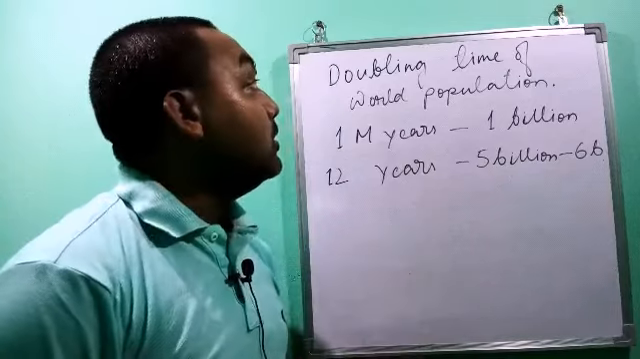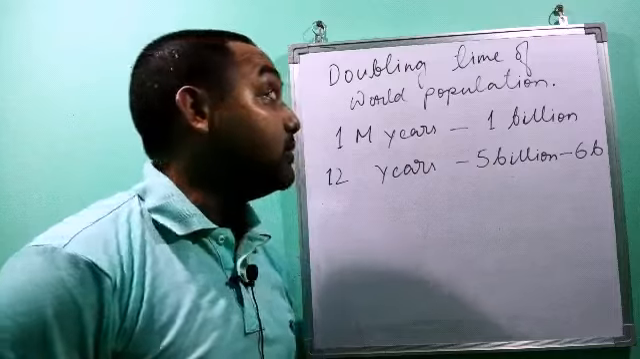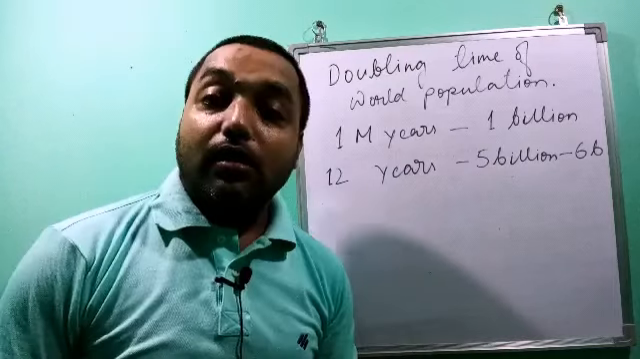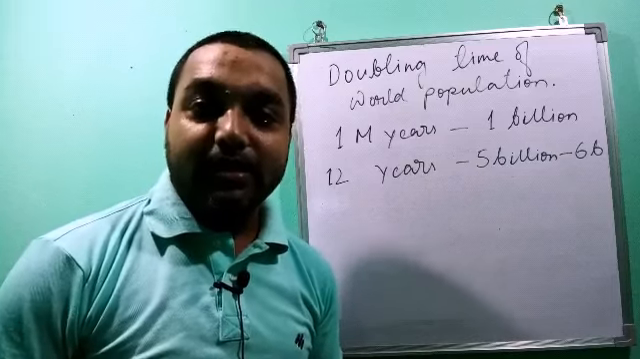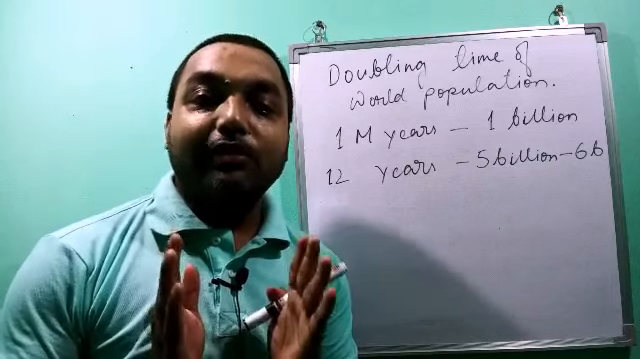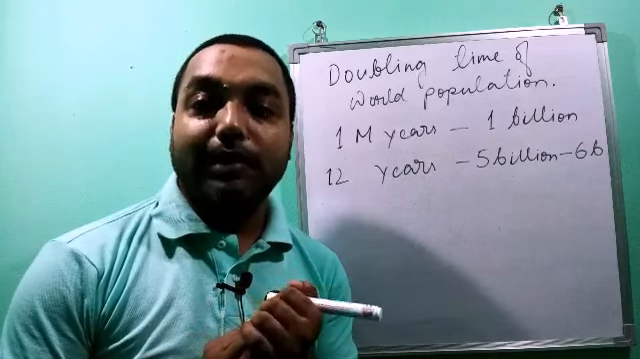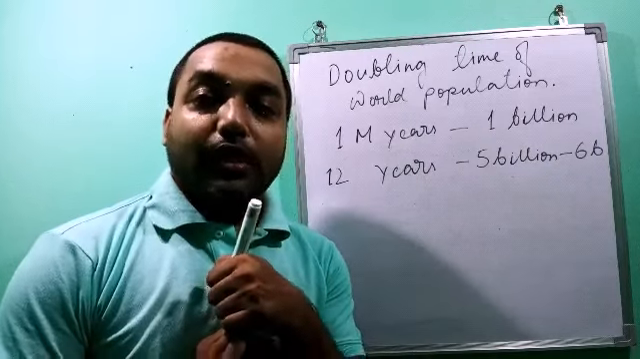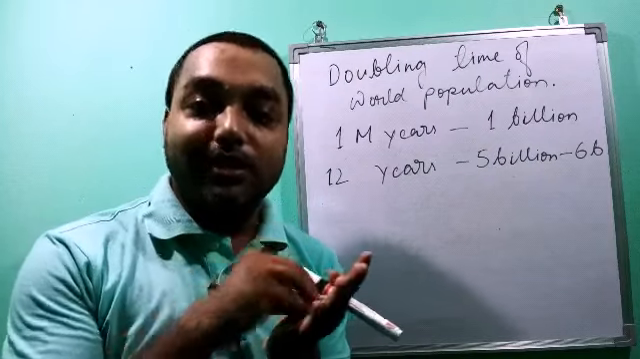So next, let us come to the next topic, that is doubling time of world population. The doubling time of population means how much time a particular population will take to double itself at a particular growth rate. So if the growth rate is 6.1, how long it will take to double itself, that is called doubling time.